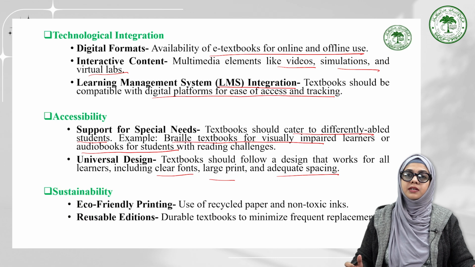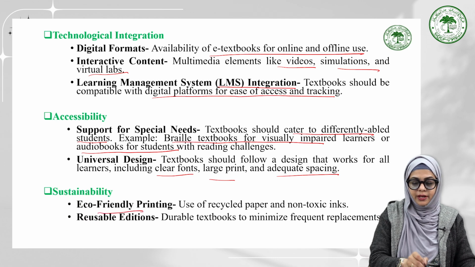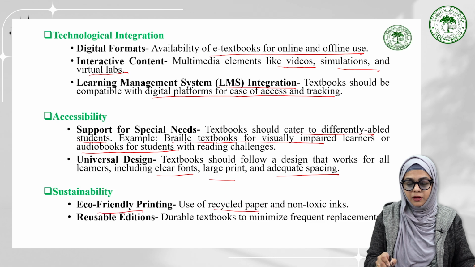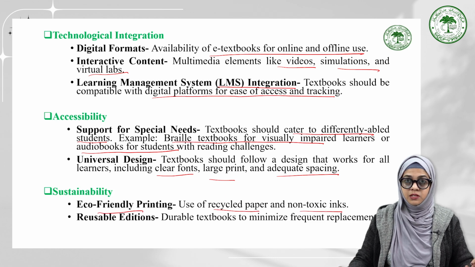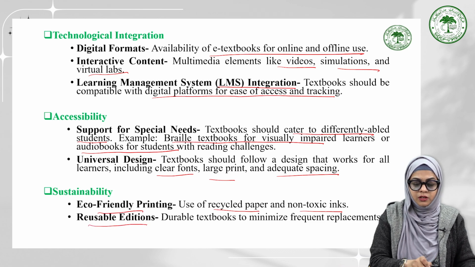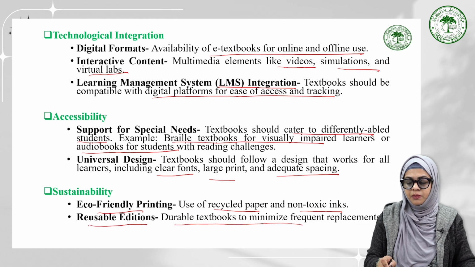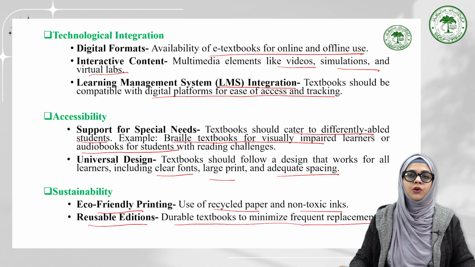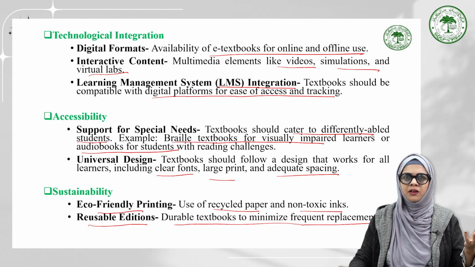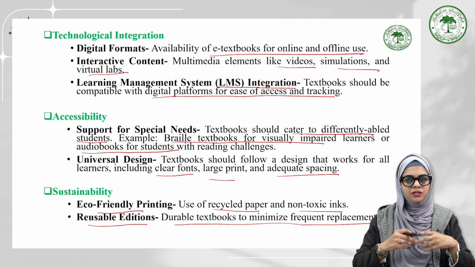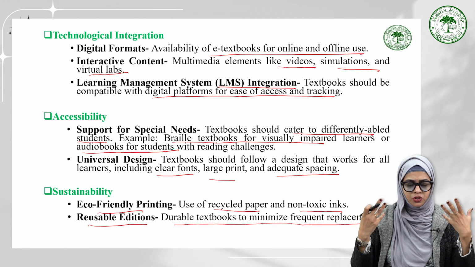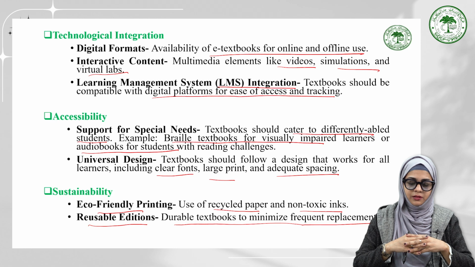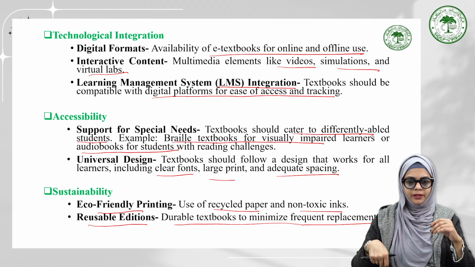Under sustainability criteria, it should be eco-friendly. That means use of recycled paper and non-toxic ink. So we have to consider this criterion as well. Reusable edition: a durable textbook to minimize frequent replacement. We don't want a textbook which is loosely bound or can easily get torn, or whose pages separate, so that we have to buy the book again during the academic session. So a durable textbook is another criterion.